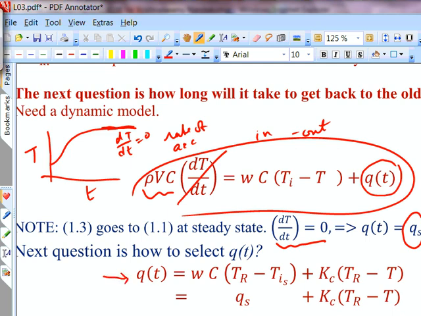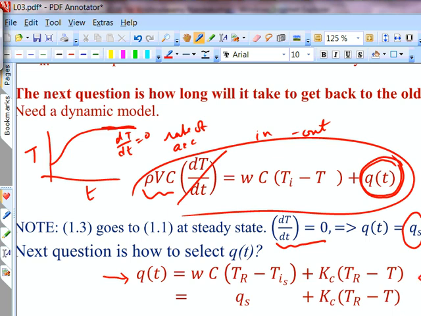As a control engineer, this is what you're doing all the time: understanding the process, developing a process dynamic model, identifying a variable that you can manipulate, and then coming up with a control scheme which says this is how you should manipulate this variable. Now, what are we saying in this equation? This is not a mass balance or anything.